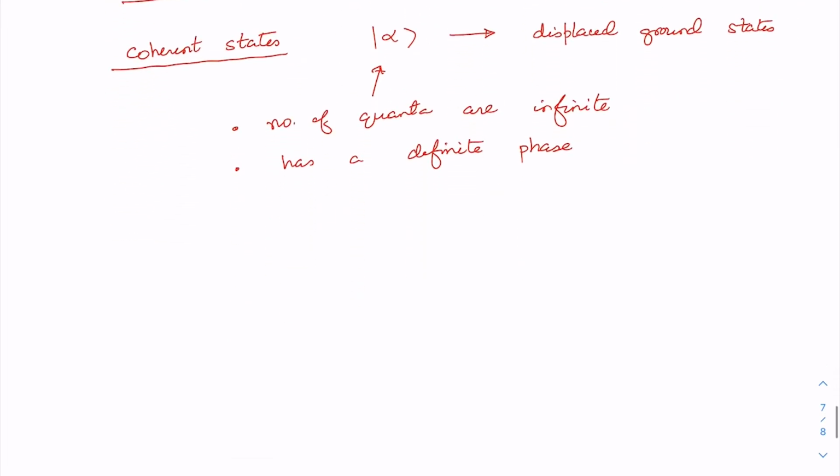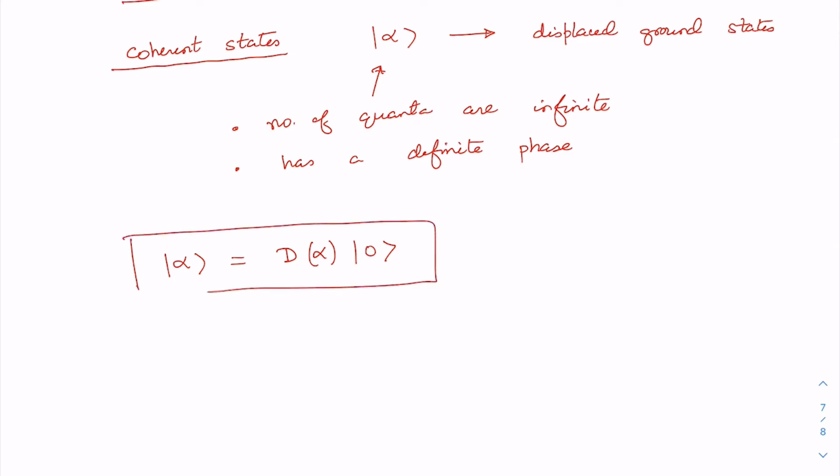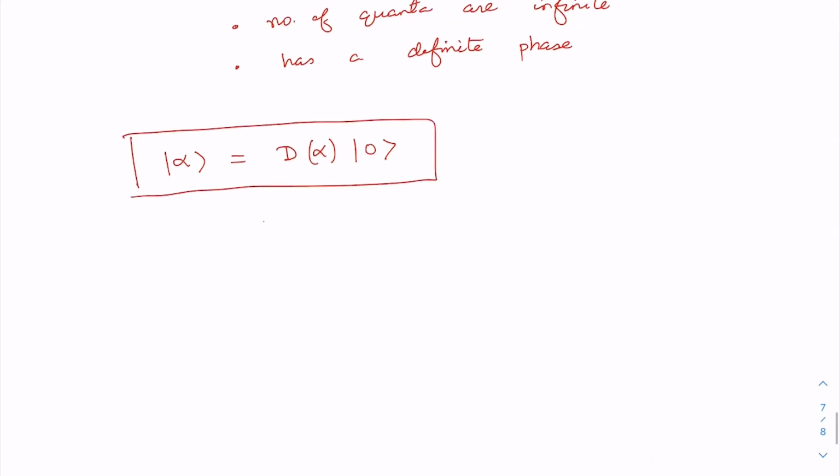Okay, now before I proceed further, let me first talk about this displaced ground state. What I mean by that is I can generate a coherent state by just using this ground state if I apply this displacement operator. Okay, so let me first talk briefly about this displacement operator. Let me define that first.